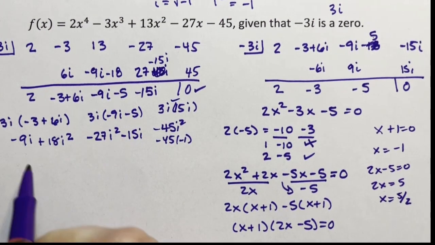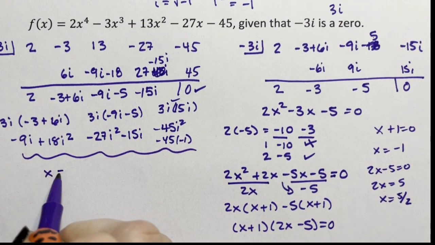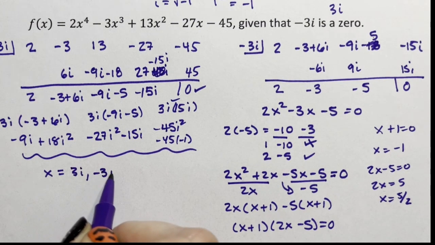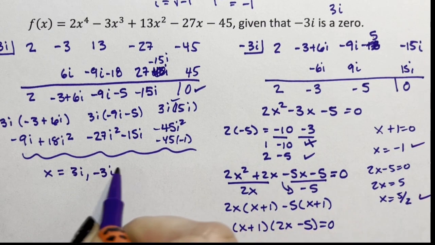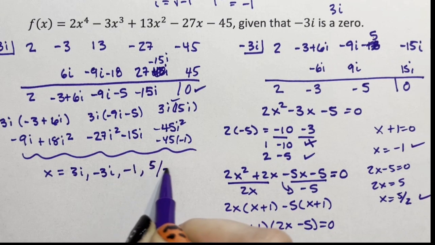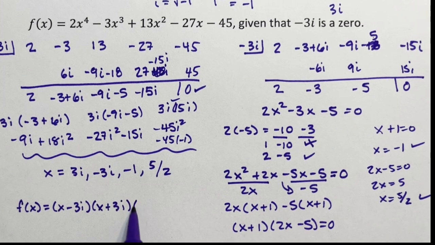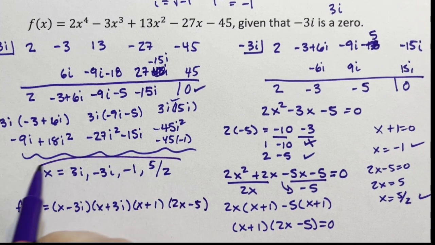So I'm going to come over here where I have more space. My zeros are the 3i and the negative 3i, and then the negative 1 and the 5 halves. This is what the video is asking us to find. We could take it one step further for extra credit, and we could write this as a product of the factors. We could say, if we wanted, f of x equals x minus 3i, x plus 3i, and then bring these two over, x plus 1, 2x minus 5. So this is really what's being asked.